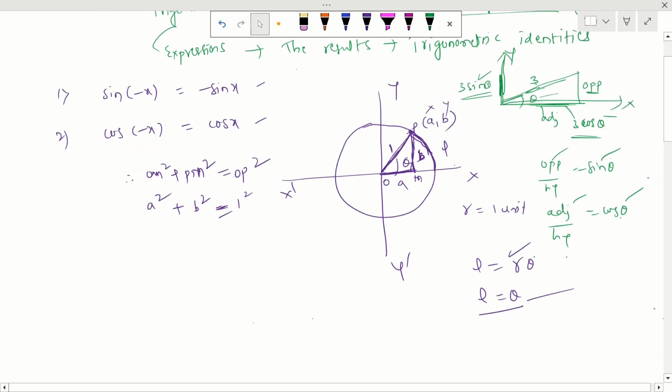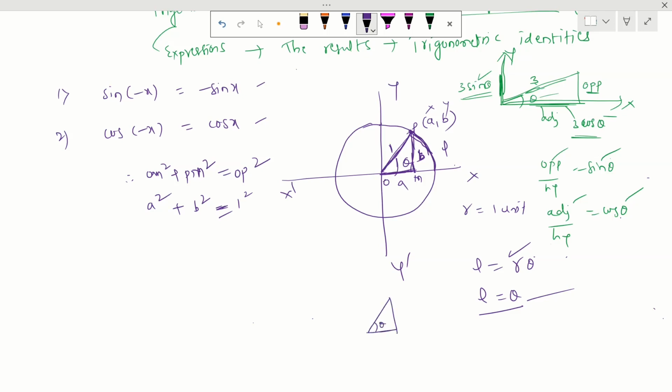And if we resolve this, theta is here, and I am writing it separately. Here theta is here, with sides B and A. I am resolving this into two components. The hypotenuse is 1, so the components become 1 cos theta and 1 sin theta.